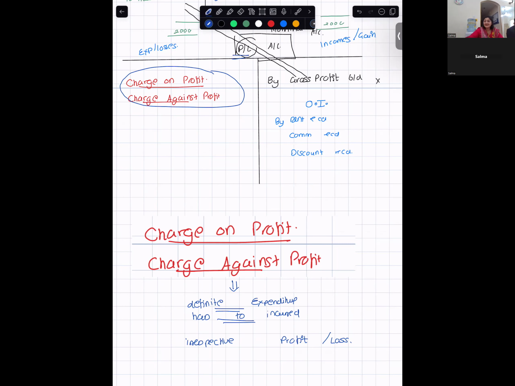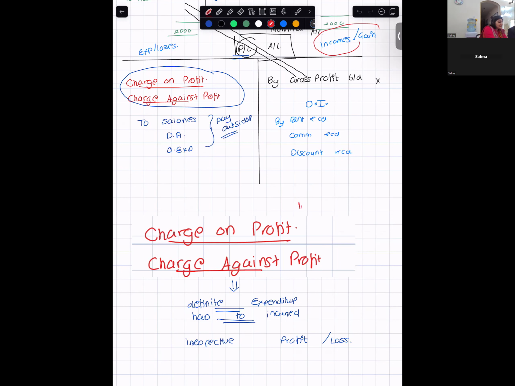Okay. So when I say it is a charge on the profit, what do I say? Charge on profit or charge against profit. These are all your extra expenditure, like your salaries, your discount allowed, office expenses. So everything that you have to pay outsiders. That means these outsiders are not even bothered whether you're earning profits or losses. They are just interested in the expenses. They are just interested in their fixed pay. Are you with me?